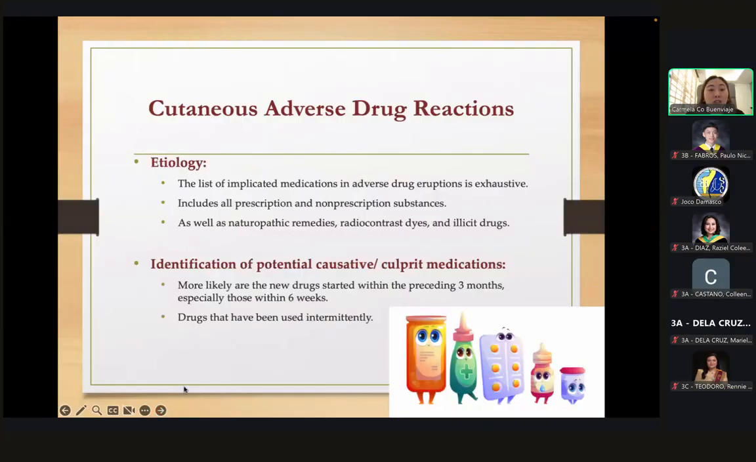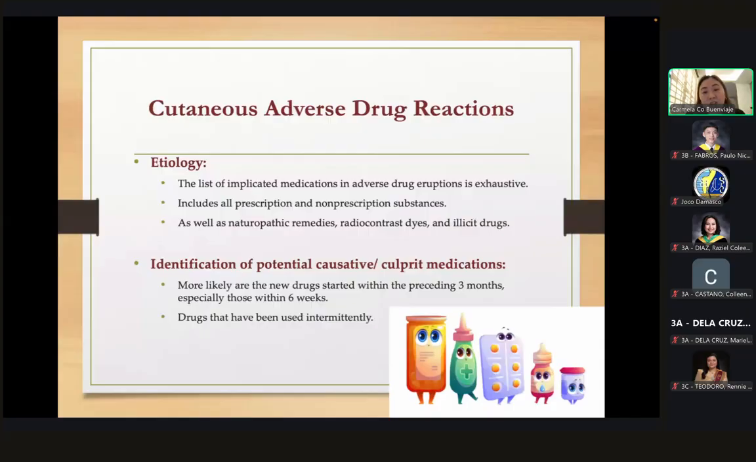So for etiology, the list of implicated medications in adverse drug eruptions is very exhaustive. This includes all prescription and non-prescription substances, as well as naturopathic remedies or herbal medications, radiocontrast dyes, even eye drops, and illicit drugs. So we should be very detailed in our medication history if we're suspecting adverse drug reactions.